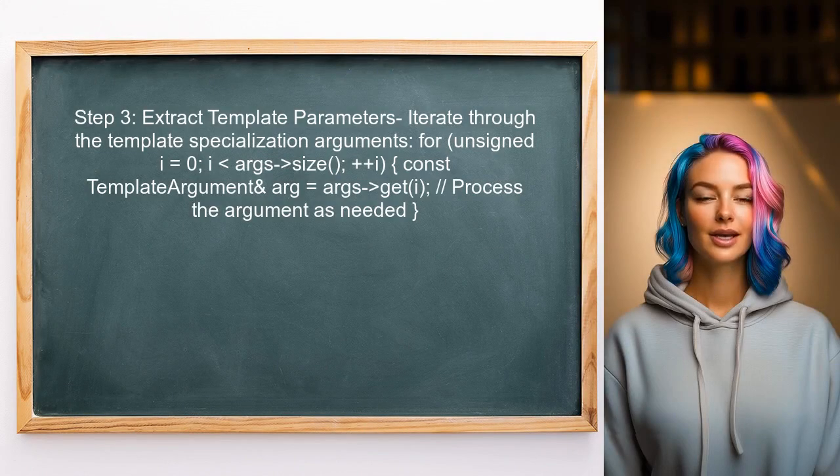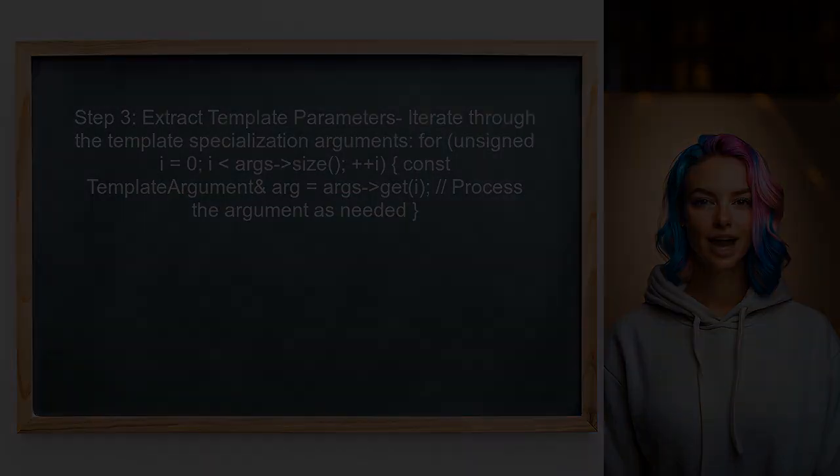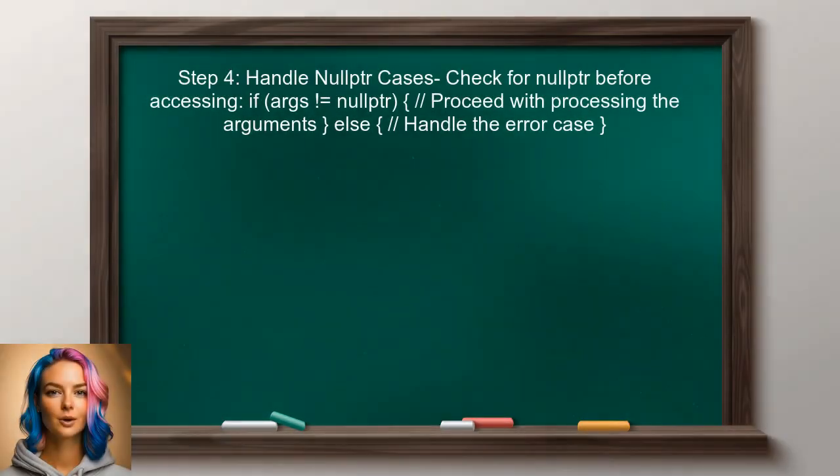After obtaining the template specialization arguments, the user can iterate through these arguments to extract the necessary types. This will allow them to access the type information from myType. Finally, the user should ensure they handle any potential null pointer cases. This is important to avoid runtime errors when accessing the template parameters.